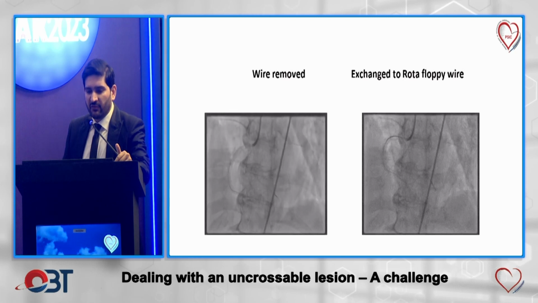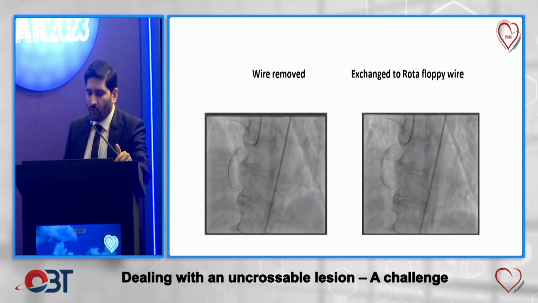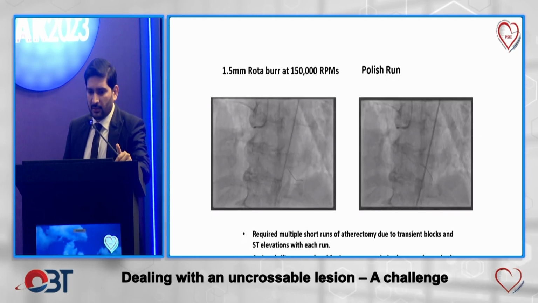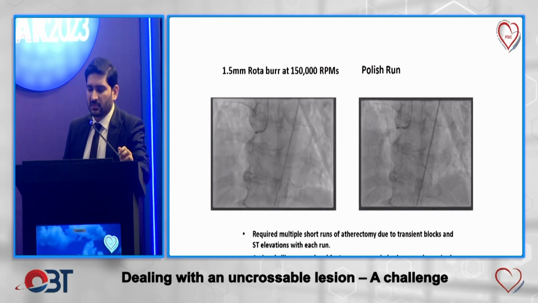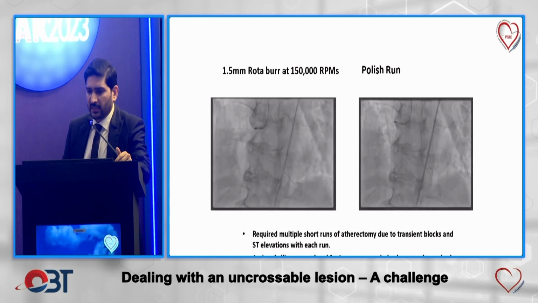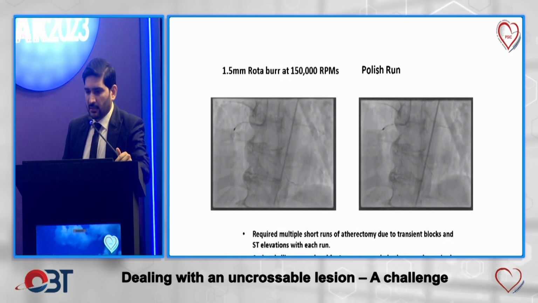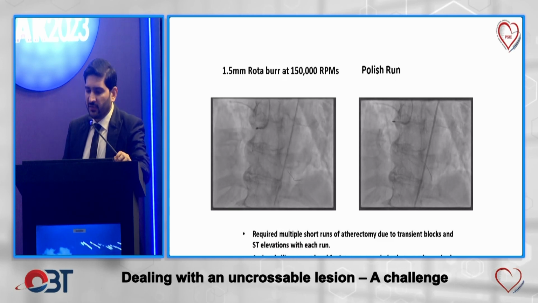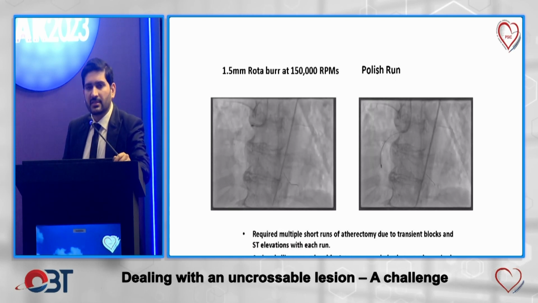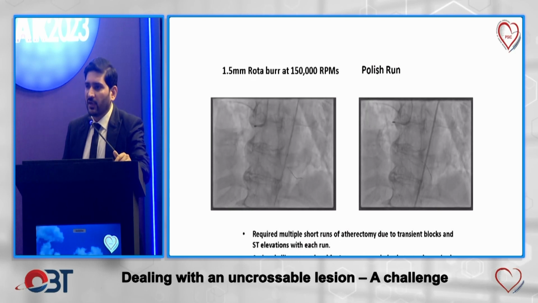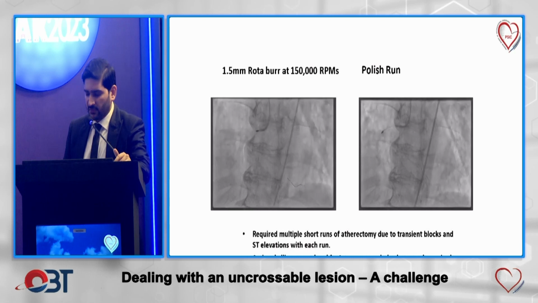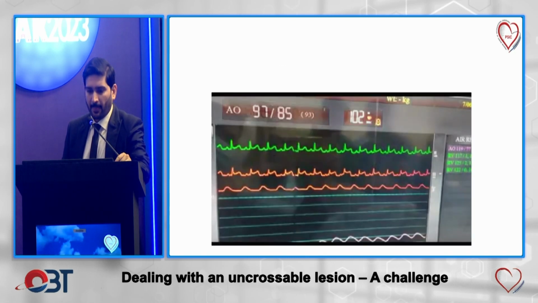So the Pilot 50 wire was removed and exchanged to a rota floppy wire. Later on a 1.5 mm rota burr was used at a speed of 150,000 rotations per minute. Later on the polish run was done. We required multiple shots of atherectomy due to transient blocks and ST segment elevations with each run. We had aminophylline in hand for intracoronary bolus, but it wasn't required.